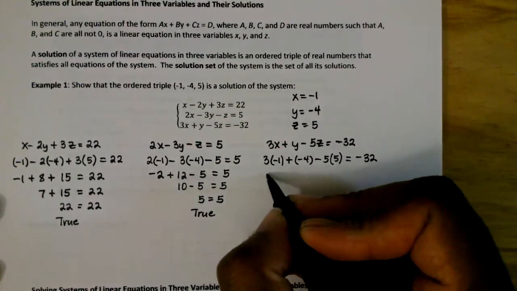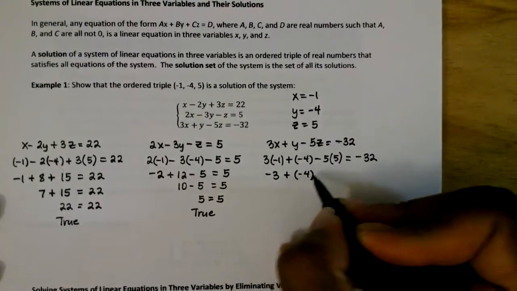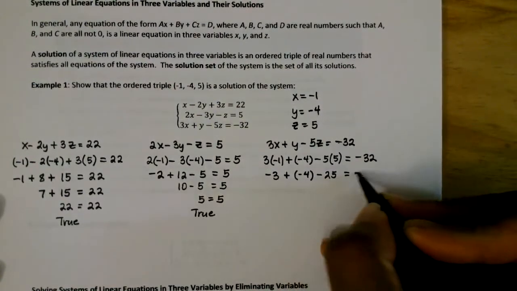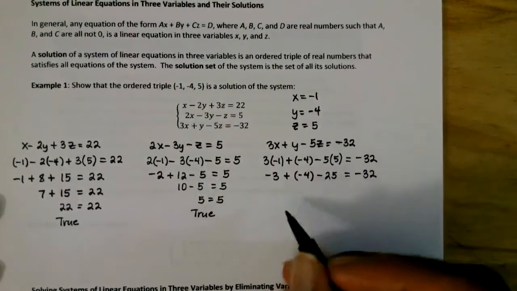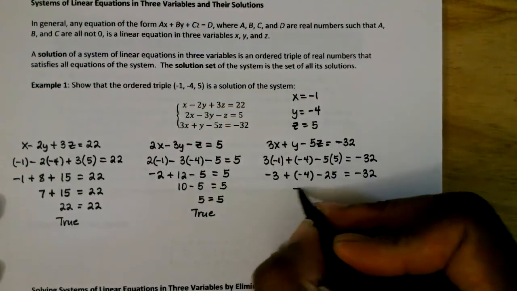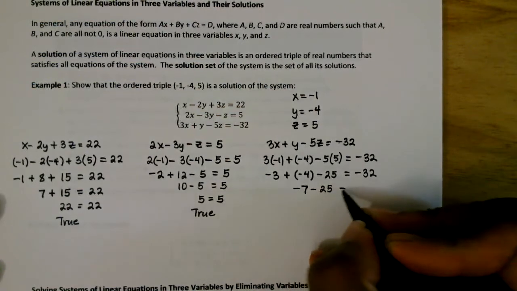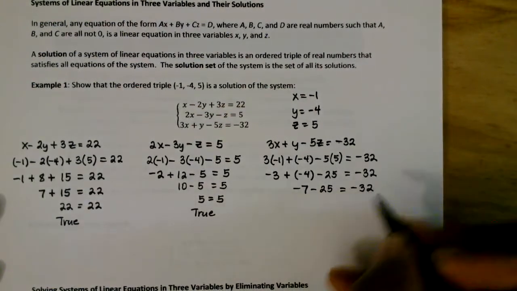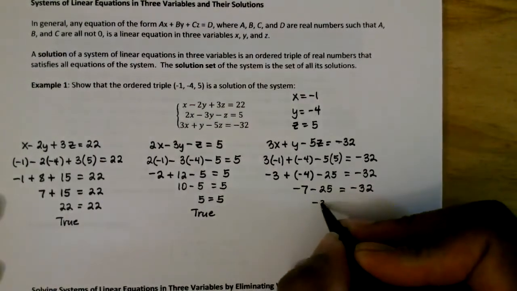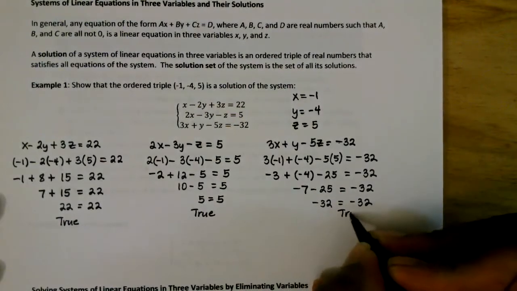And now 3 times -1 would be -3 plus -4. Minus 5 times 5 would be minus 25. That should equal -32. Now, if I add -3 and -4 together, I'm going to get -7. And if I do -7 minus 25, that is the same as saying -7 plus -25, which is -32. And that does equal -32.